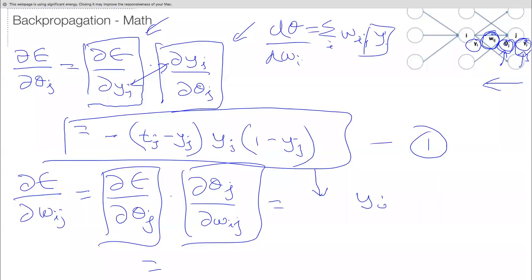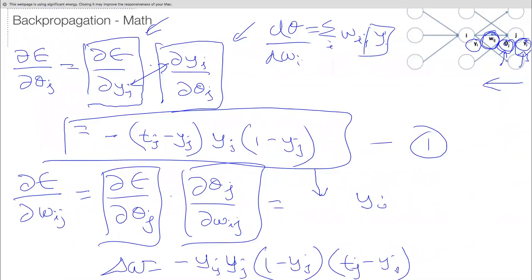In other words, I have minus Yi, Yj, 1 minus Yj, Tj minus Yj. Beautiful, very simple. Now I don't have complex numbers to calculate gradients. I calculate the gradients based on the end output, the intermediary outputs from the immediate hidden layer, and the target function that I'm trying to supervise towards. We'll call this delta W.